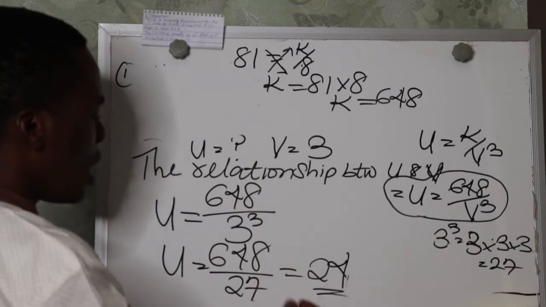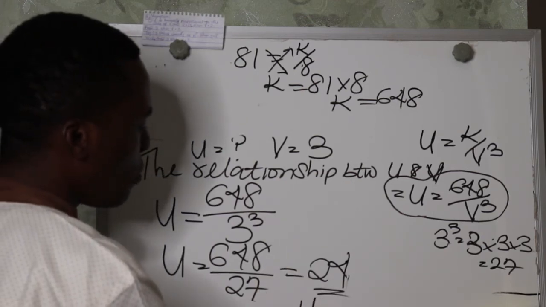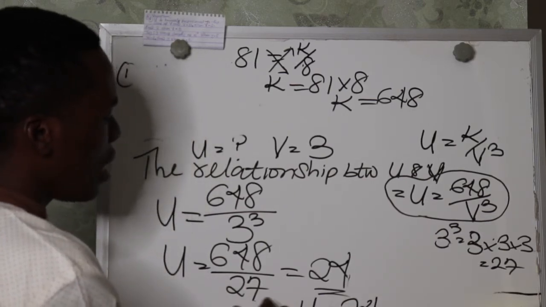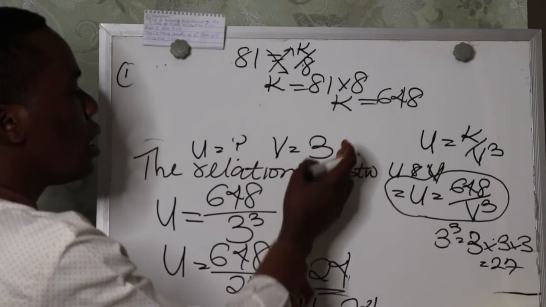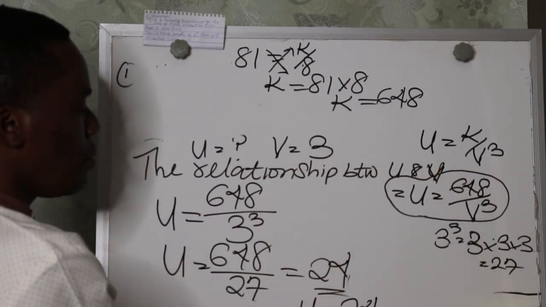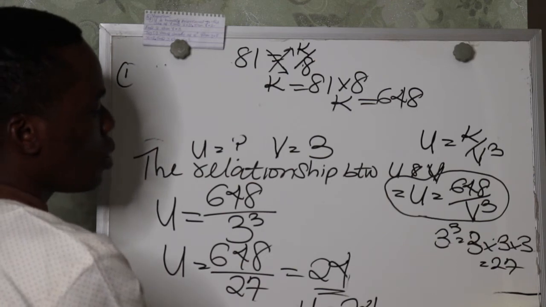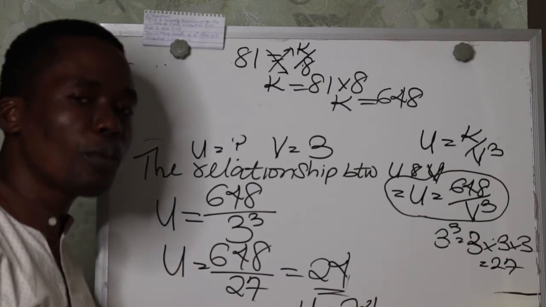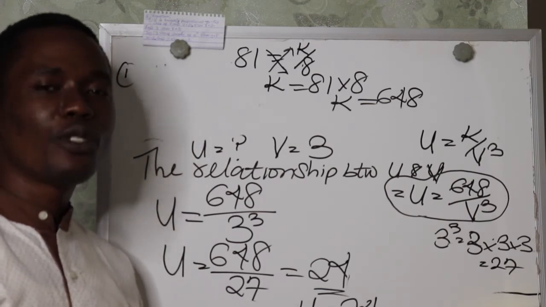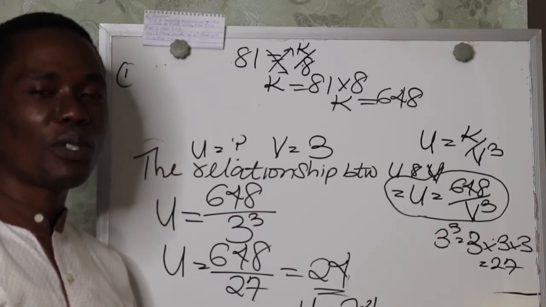So you see, finally our u will be equal to 4. So when v is equal to 3, following this relationship between u and v, our v will be equal to what? 24. Now if you look at the options you are given, you will come to find out that you see 24 as part of those options.